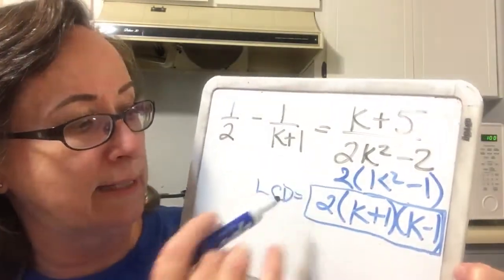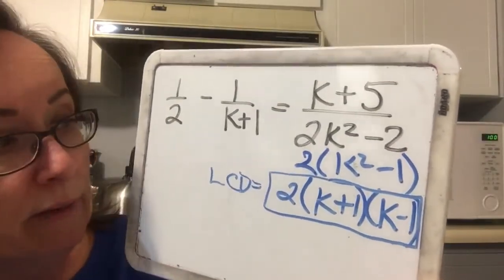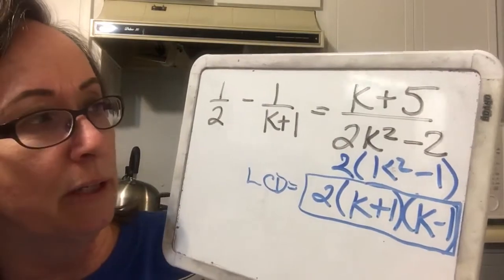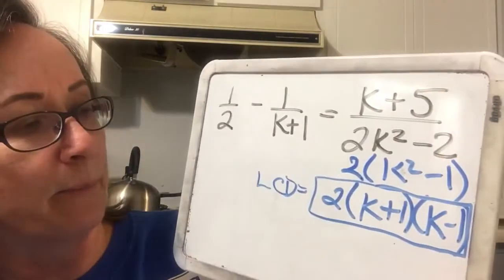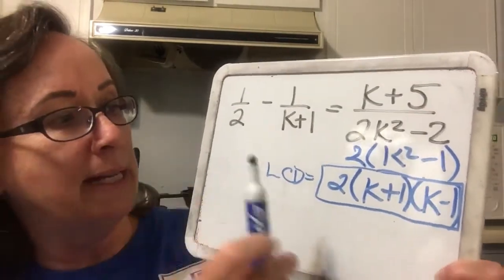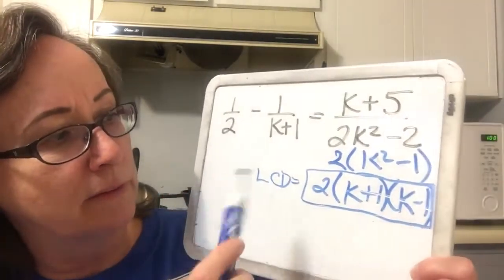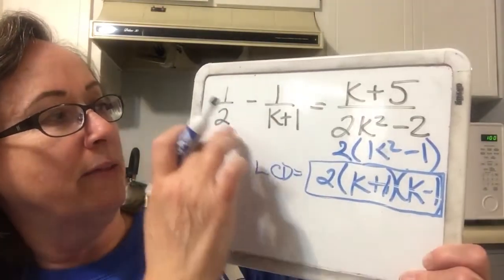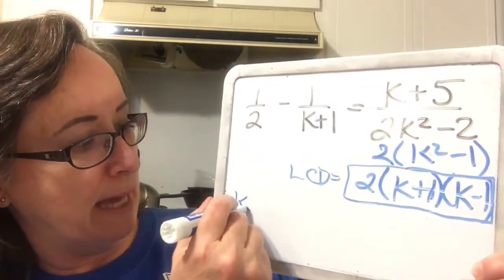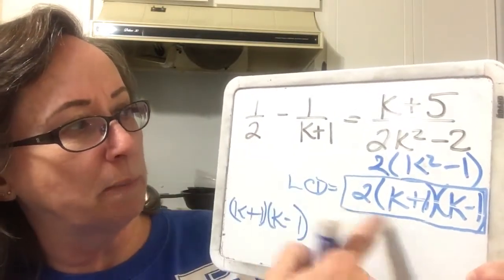Remember, you want to box and label your LCD, because sometimes that's partial credit right there, just getting the LCD. So now, because it's an equation, I will multiply through both sides by the LCD. Okay, now I don't even have room on this one to write down the LCD, but this is in the numerator, and I'm multiplying this by 1/2. Oops, I just erased that. So the 2 on the bottom and the 2 on the top are going to cancel, and I'm going to end with a k plus 1 times k minus 1 for this first term multiplied by this.